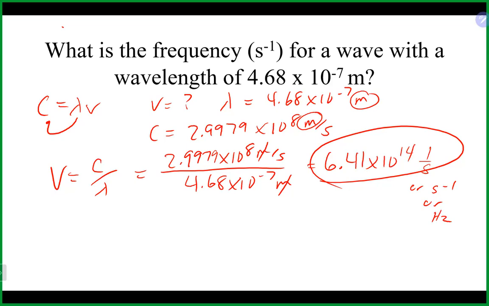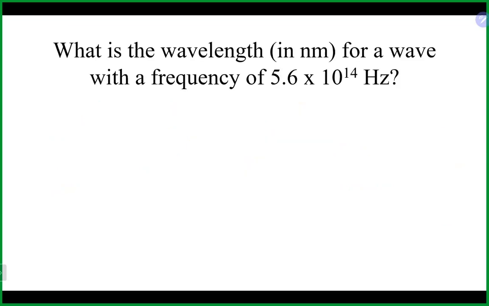All right, let's try another one here and see what you come up with. What is the wavelength in nanometers for a wave with a frequency of 5.6 times 10 to the 14 hertz? So in this case, we're looking for the wavelength in nanometers. Nano is 10 to the minus 9. And we're looking for the wavelength. We have a frequency given to us as 5.6 times 10 to the 14 hertz.